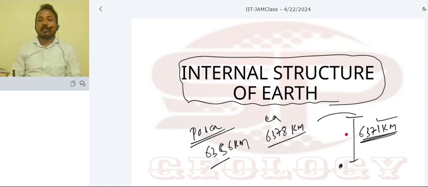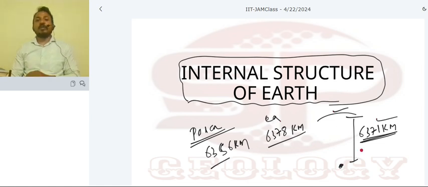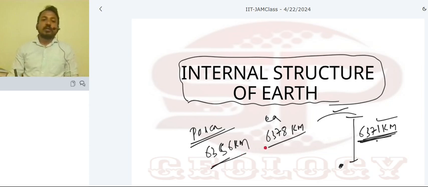and the average is 6371 kilometer. From the surface to the core it is 6371 kilometer, and it is divided into different layers. So the polar radius and equatorial radius differ by 21 kilometer.